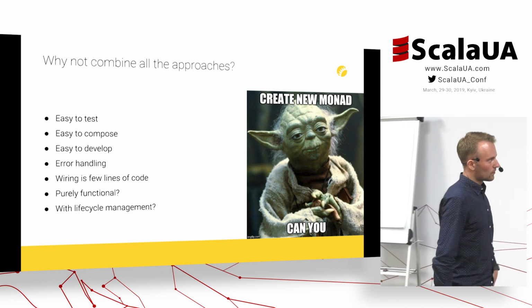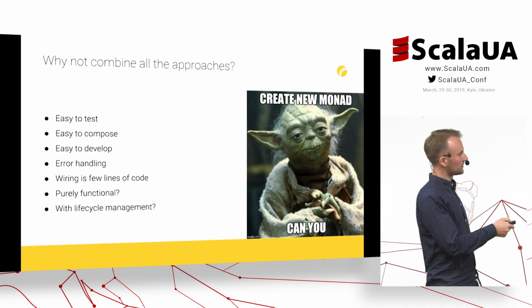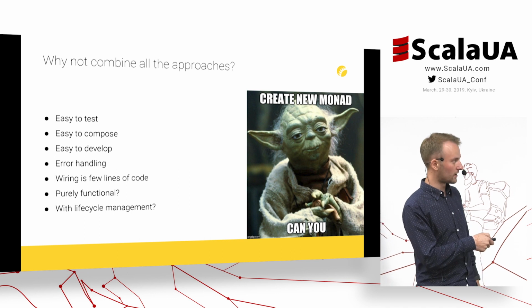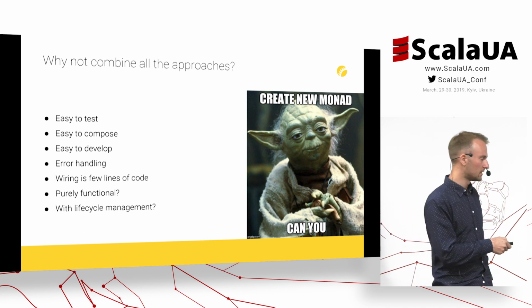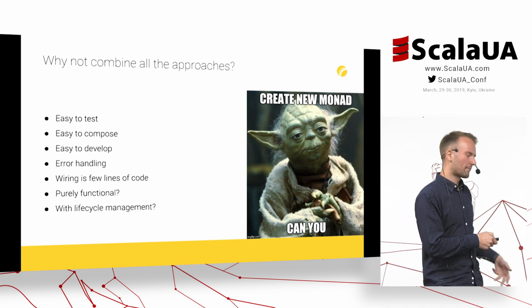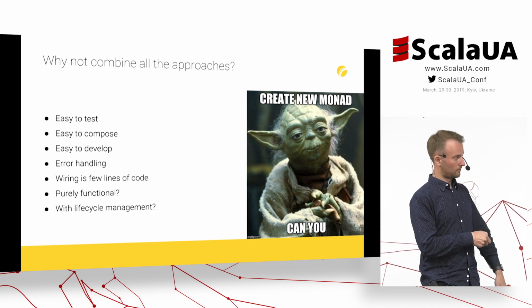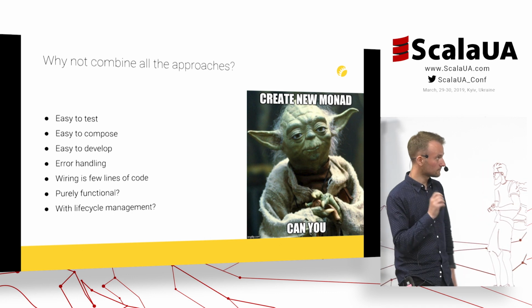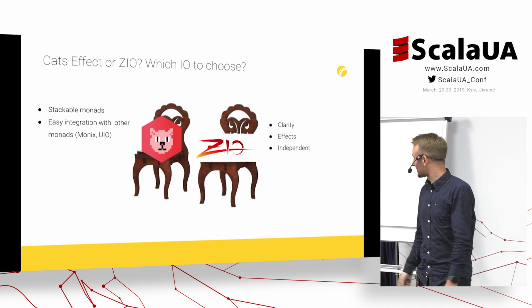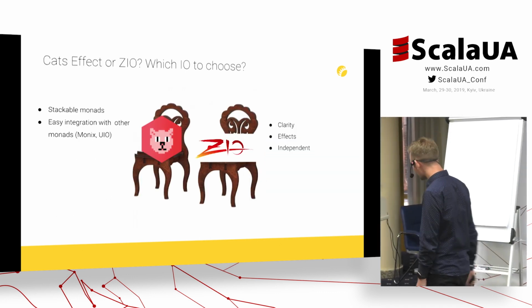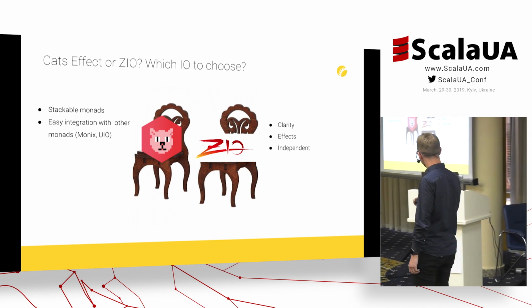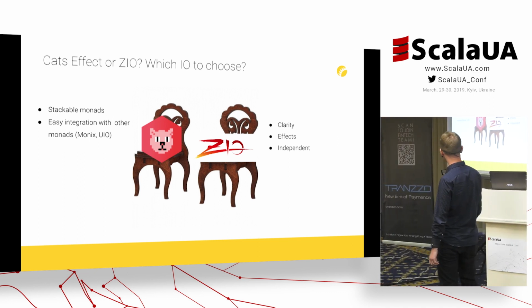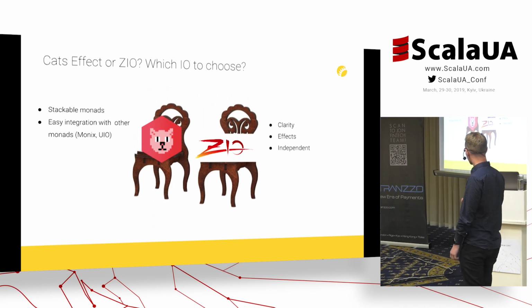We can create a new monad that will be easy to test, easy to compose, easy to develop, with error handling, without boilerplate, possibly purely functional, and with lifecycle management. But we have two choices: Cats Effect and ZIO. What about Cats Effect and Cats?